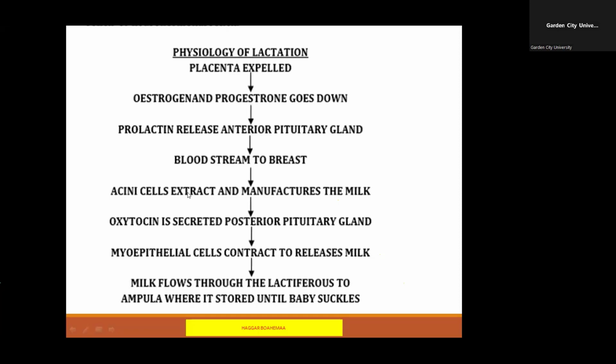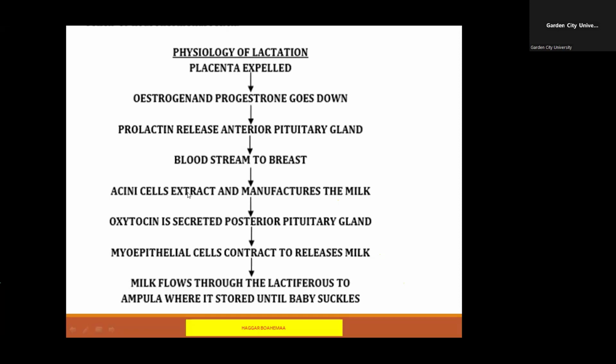Now, after they have manufactured the milk, they push the milk into the lactiferous tubules. Then the physiology is okay. It has ended for the production of the milk. Remember, the milk cannot stay there. The milk will have to flow so that the baby will now get the milk. And that is where we will start with the passage of the milk.